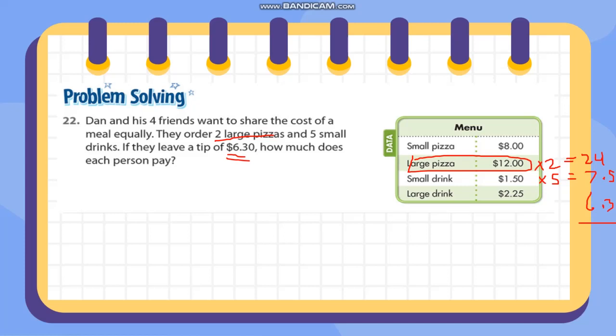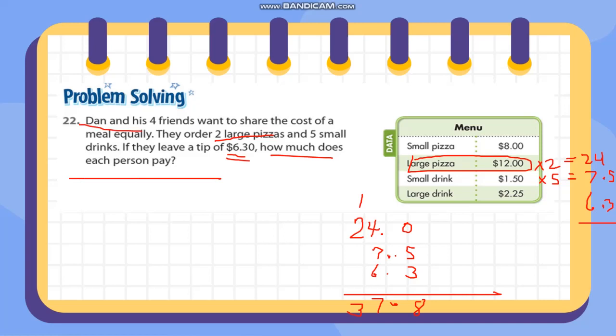So if I'm going to add that, be sure that the decimals are in one line. So 24 means 24.0, 7.5 and 6.3. Okay, so the decimal should be on one line. Now, this must be 8, then decimal here, then 17, regroup 1, 37.8. Then, it says how much does each person pay?